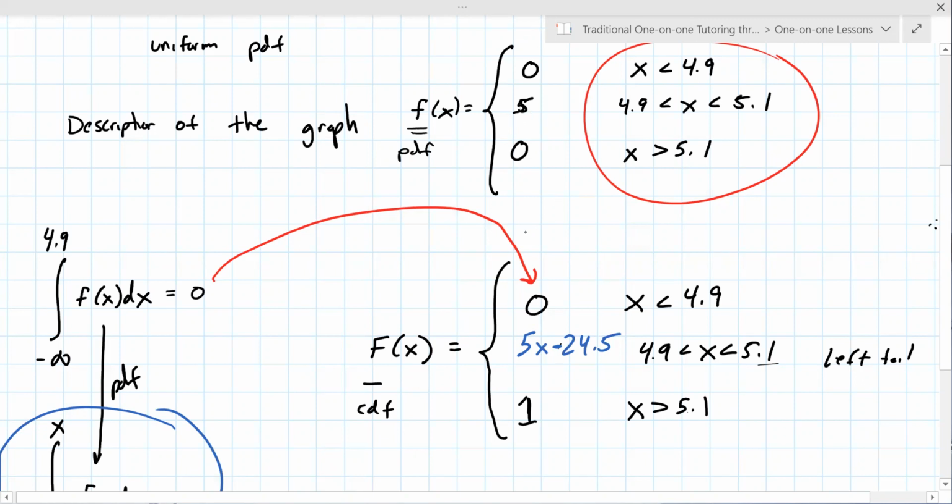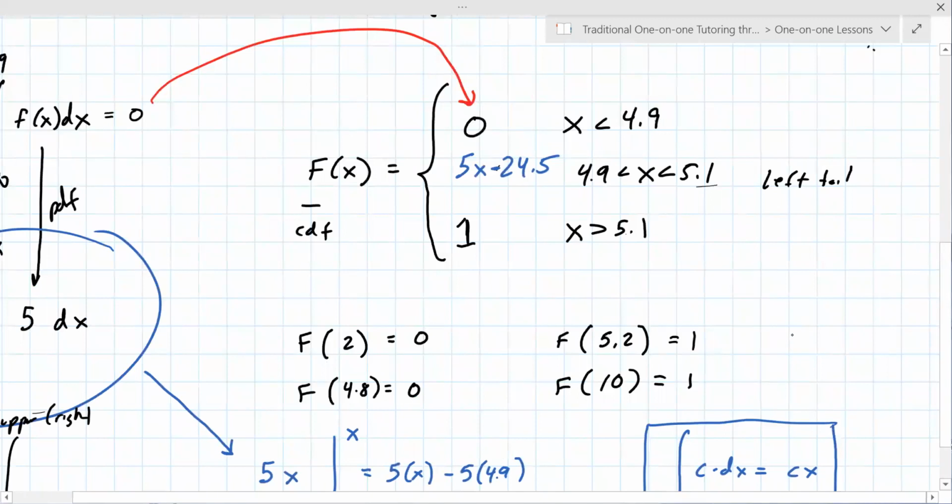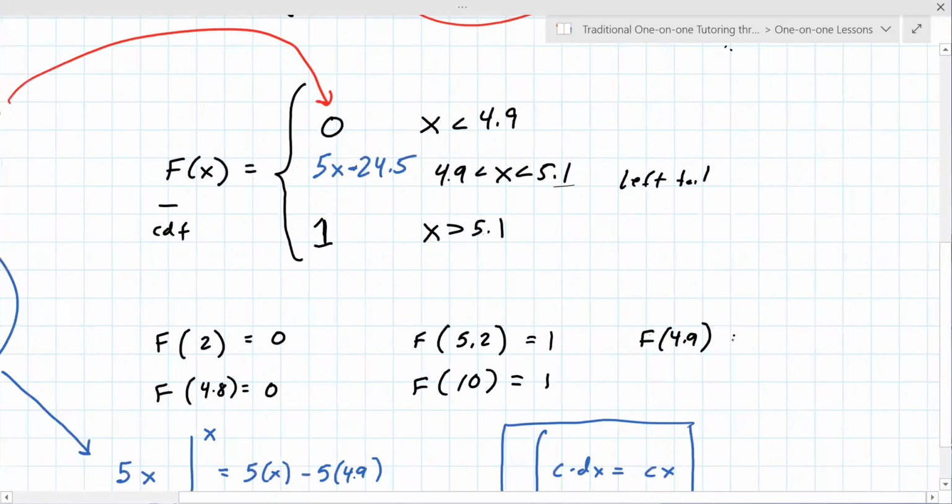I think most people would agree that the most difficult number to find is the one in the middle. And it's a function because you can evaluate it now. If I asked you for F of 4.9, you do 5 times 4.9 minus 24.5. See how I just put that in there? You get a number out. You get 0 in this case.